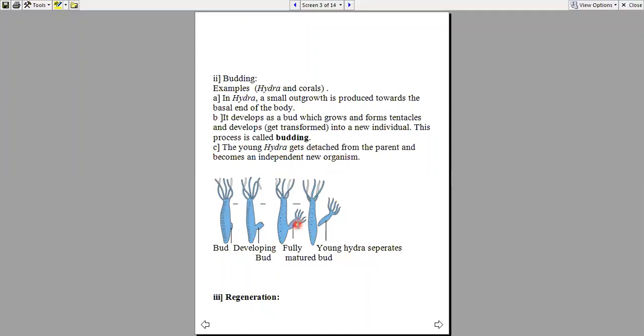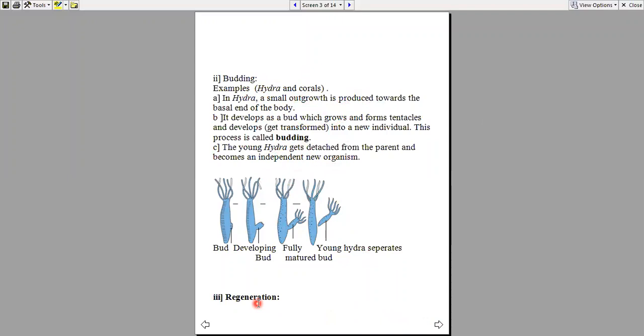So in this you have to remember the very important thing: in this process, you can see a small outgrowth which is produced on the body of the parent. This outgrowth on development or on maturation will get separated from the parent and then can form a new individual.